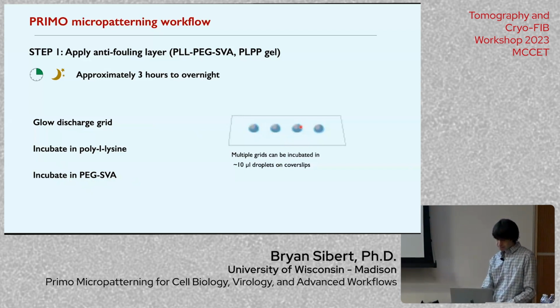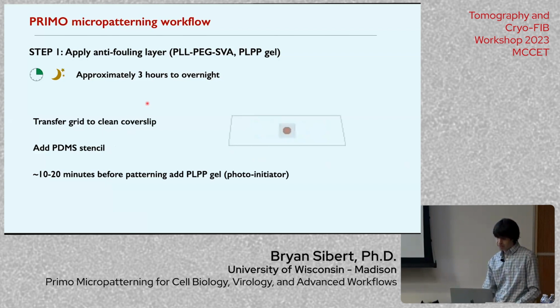And then the final reagent, which is what really makes the PRIMO system work, is this PLPP gel, which is a photocatalyst that, when it's exposed to this UV light, will break the bond between the poly-L-lysine and the PEG-SVA and release that from your grid.